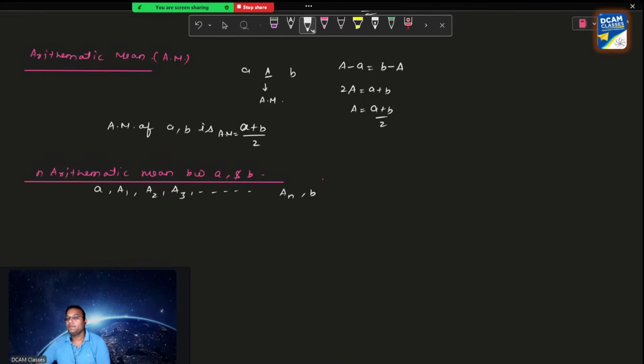So an arithmetic mean between a and b, for that you can write a1 is equal to a plus d. Simple, you just have to do the calculation using your AP concepts. A1 is equal to a plus d, a2 is equal to a plus 2d, like that. But how will you find d?